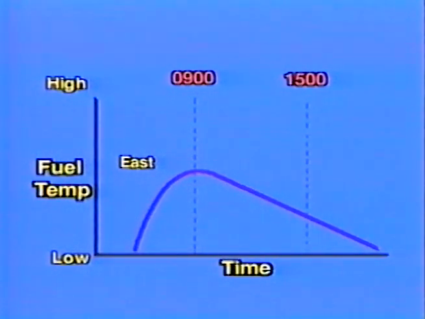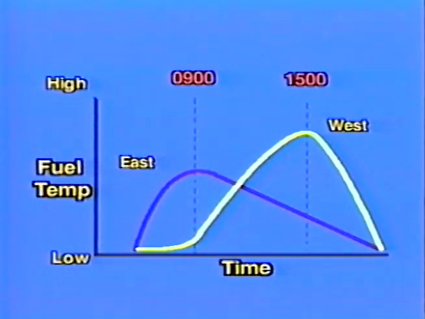Fuel temperatures on the east aspect were near their peak at 0900. But as you can see on the graph, fuel temperatures on this west aspect will still be increasing well into the afternoon. How do you think the fire behavior in the two situations will compare by 1500 in the afternoon?